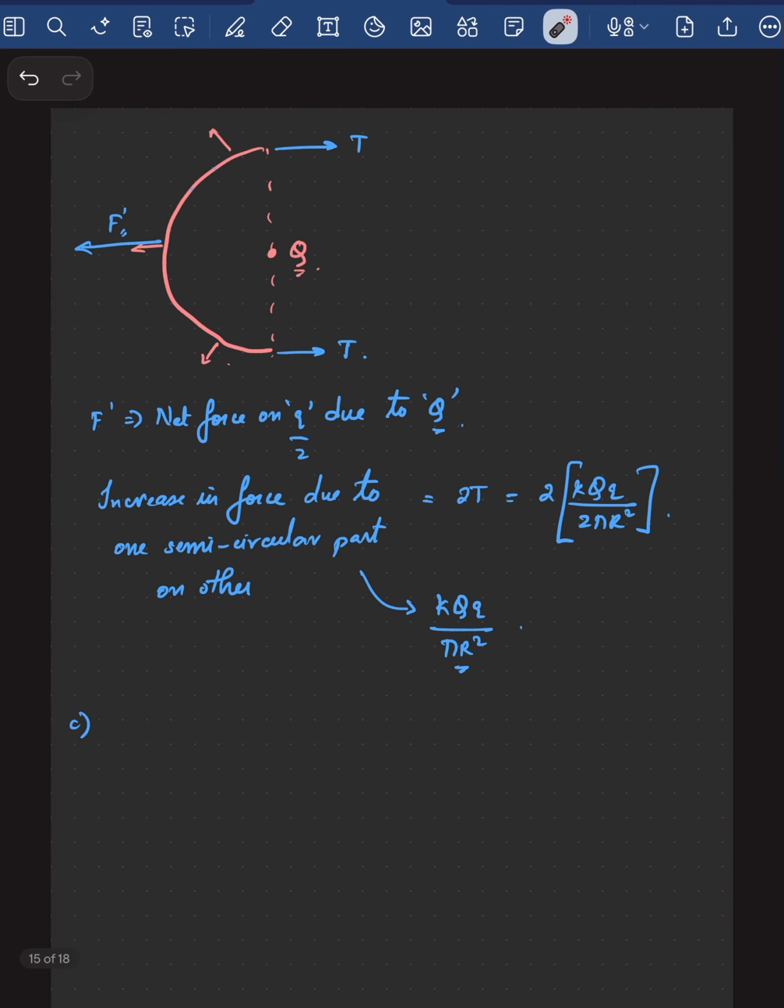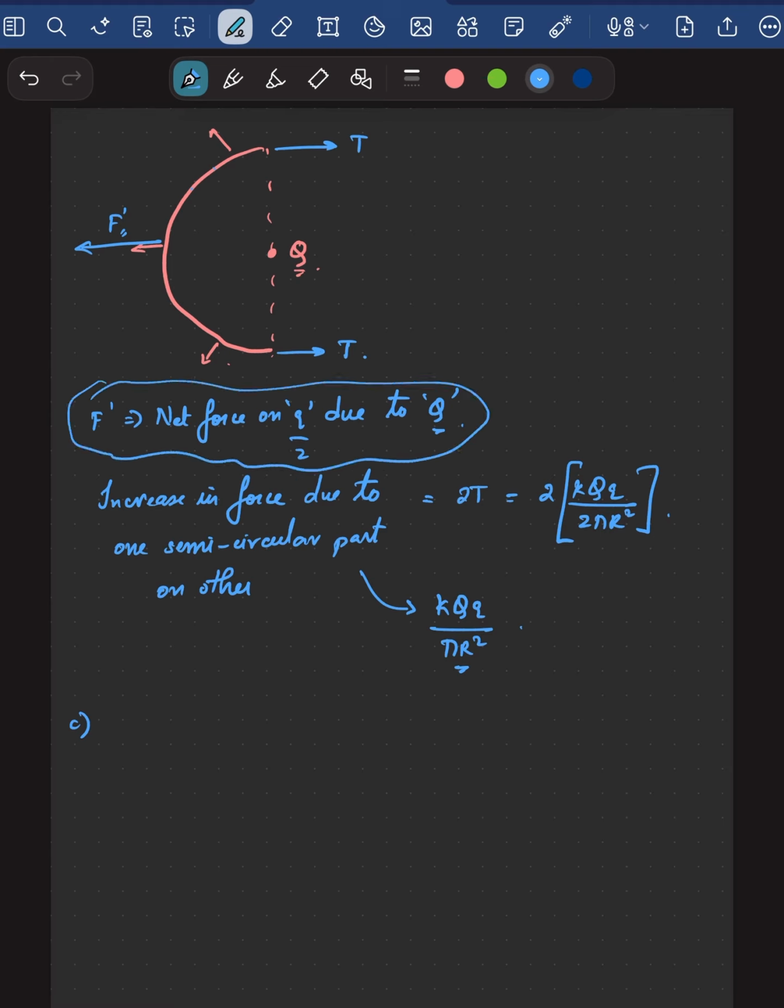So if you notice, this 2T value was equal to F dash only. And this F dash is what we need to calculate for your third part. So F dash value is nothing but 2T itself, whose value we have already calculated. So your answer for the third part is nothing but kQq by π r squared, right? So hopefully this question made sense. See you guys in the next question.